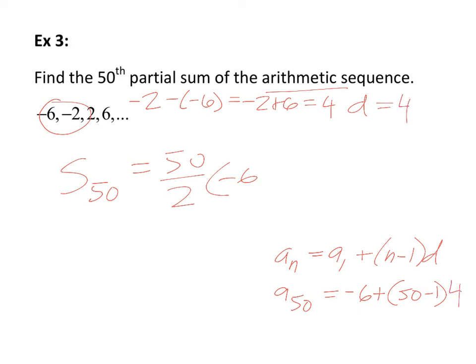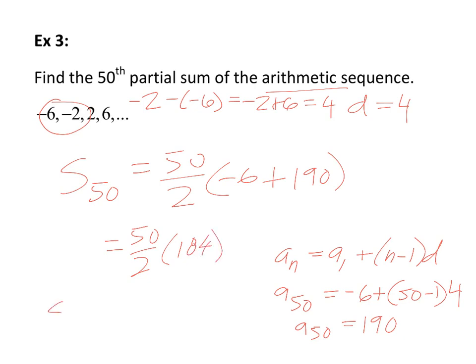All right, if I work all that out, I end up with a sub 50 equals 190. So it's going to be plus 190 here. And I'm going to simplify all that now, and I get 50 over 2 times 184, and this all works out to be 4,600. That's all there is to it.